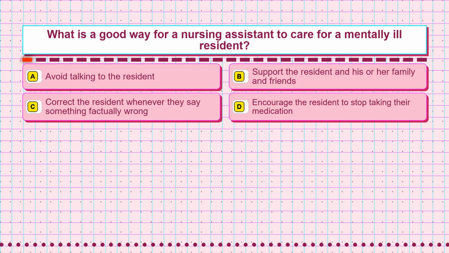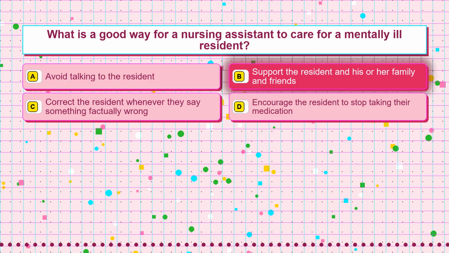Question 40. What is a good way for a nursing assistant to care for a mentally ill resident? Option A, avoid talking to the resident. Option B, support the resident and his or her family and friends. Option C, correct the resident whenever they say something factually wrong. Option D, encourage the resident to stop taking their medication.